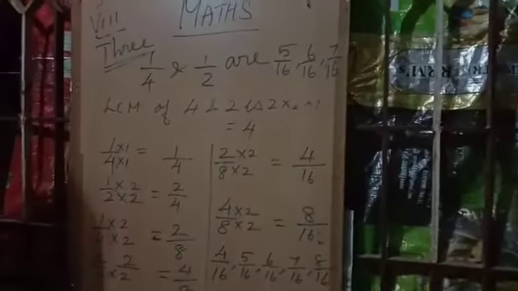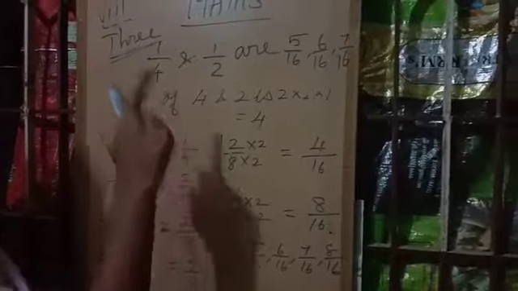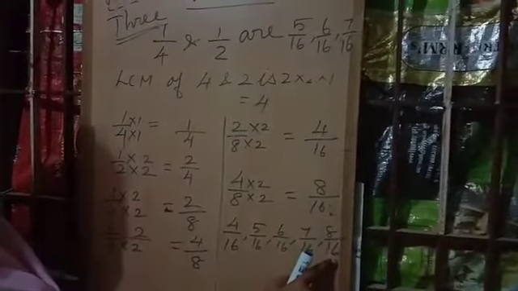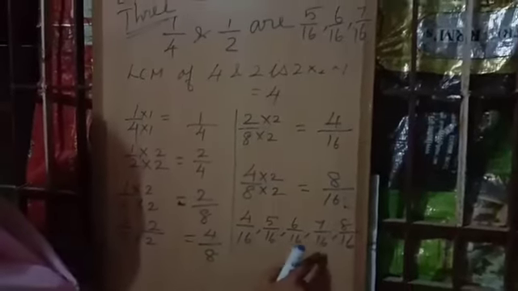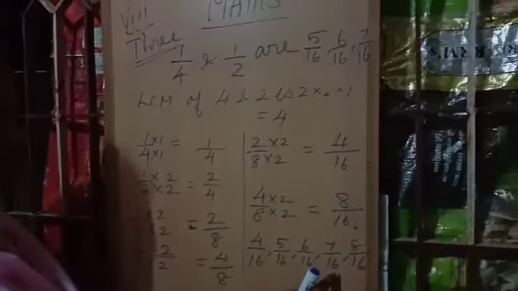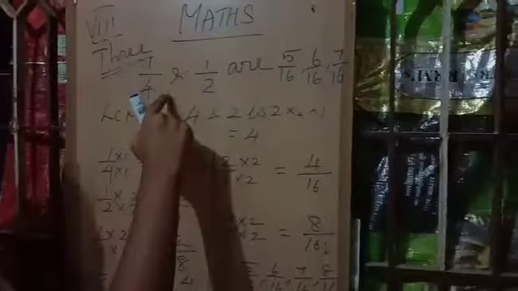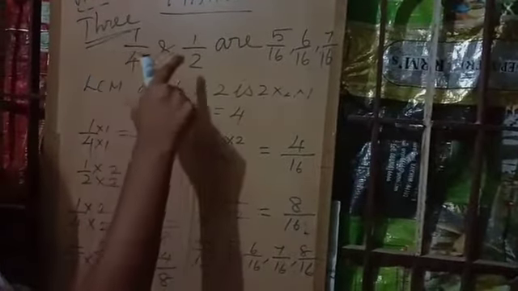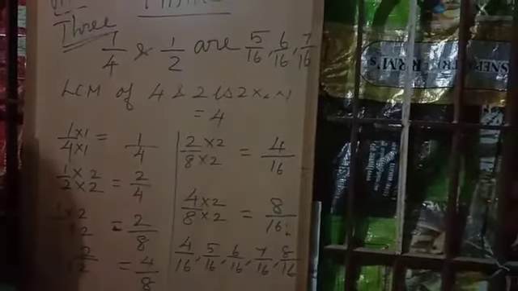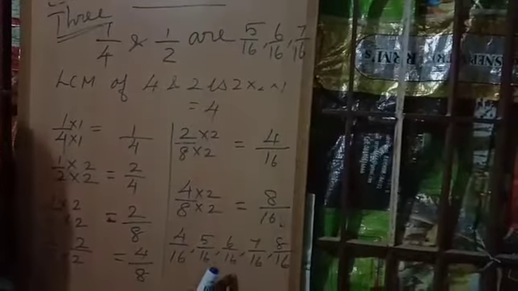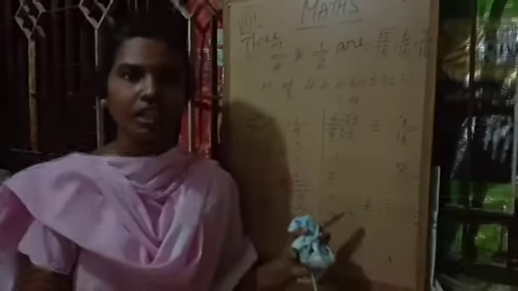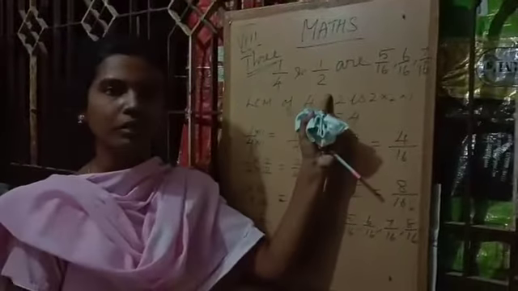Why? Because 1 by 4 is equal to 4 by 16, and 1 by 2 is equal to 8 by 16. So in between these two, we have these 3 rational numbers. So that I have written: 3 rational numbers between 1 by 4 and 1 by 2 are 5 by 16, 6 by 16, 7 by 16. I hope you understood how to find rational numbers between 2 rational numbers.